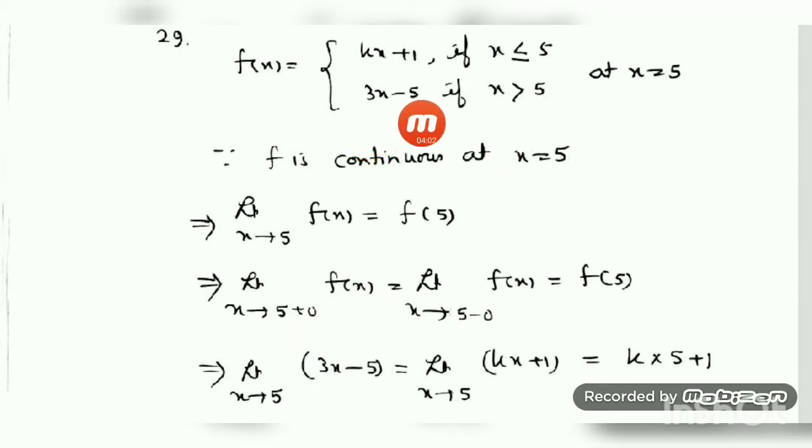It is defined by 3x plus 5. So I have substituted 3x minus 5. Sorry, 3x minus 5, right? And for x less than 5, the function is defined by kx plus 1. So substitute it. And at x equal to 5 it is also defined by the first way. So k into 5 plus 1.